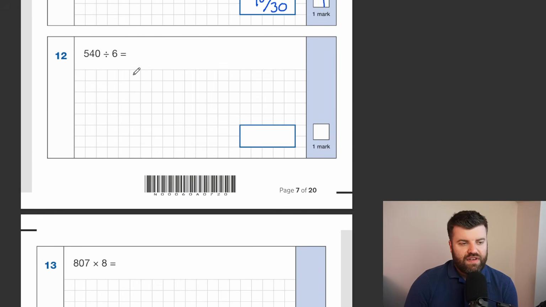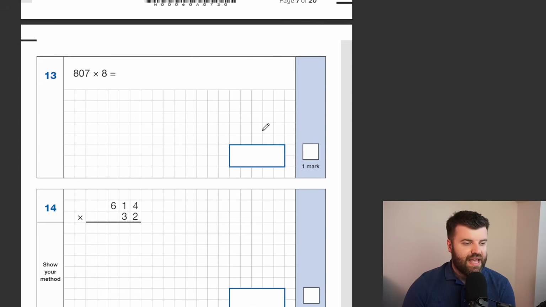Question 12, 540 divided by 6. Again, this looks like something where we might use short division, and we could, but what this is really getting you to notice is links between times table facts. If this said 54 divided by 6, and you were really strong with your times tables, you'd say, yeah, that's 9. But it's 540, it's 10 times bigger, so the answer is 10 times bigger as well. And the answer here is 90 using our known times table facts.